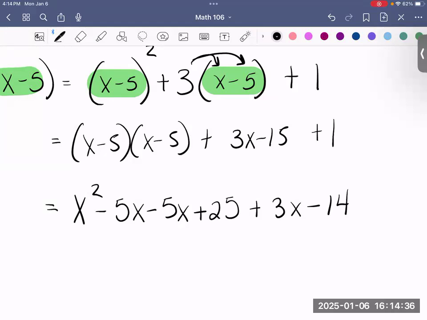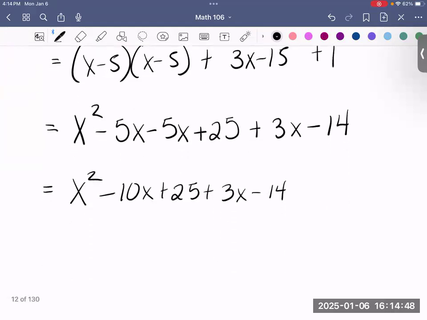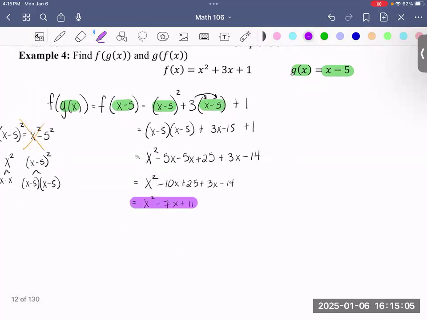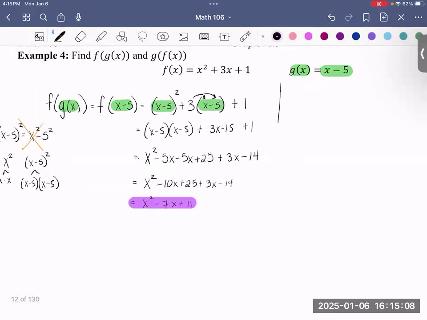And now we can go ahead and simplify. We have negative 10x plus 25 plus 3x minus 14. And now we combine once more if you can, or you can do it all at once, just in case. And there you go. So f of g of x comes out to x squared minus 7x plus 11. Let's have you try it again with g of f of x.